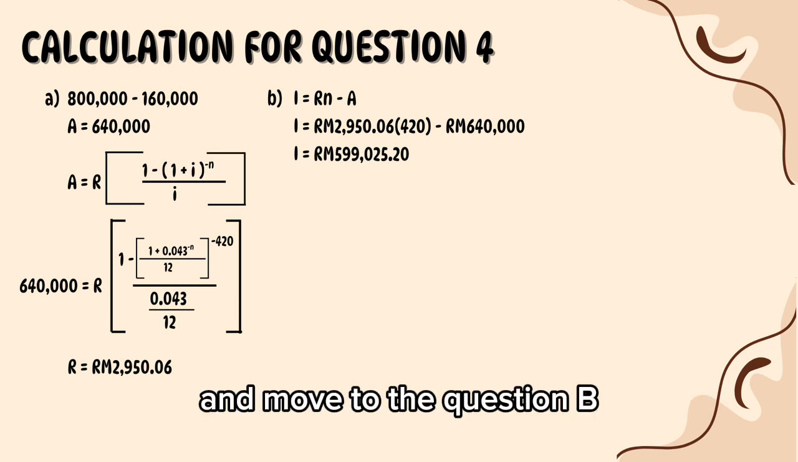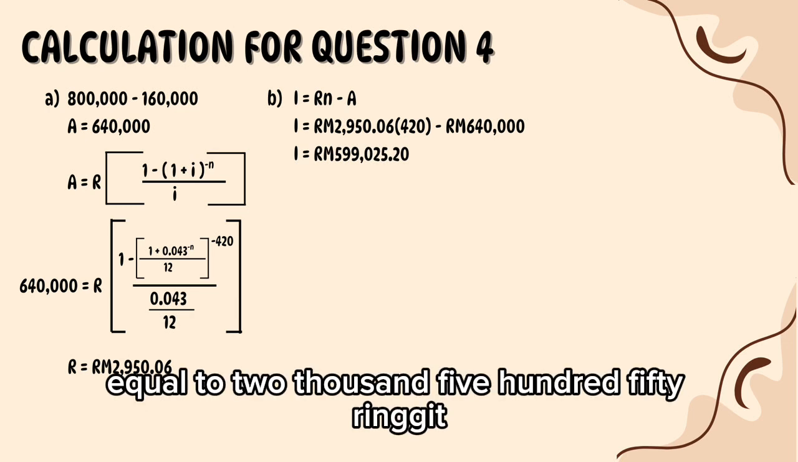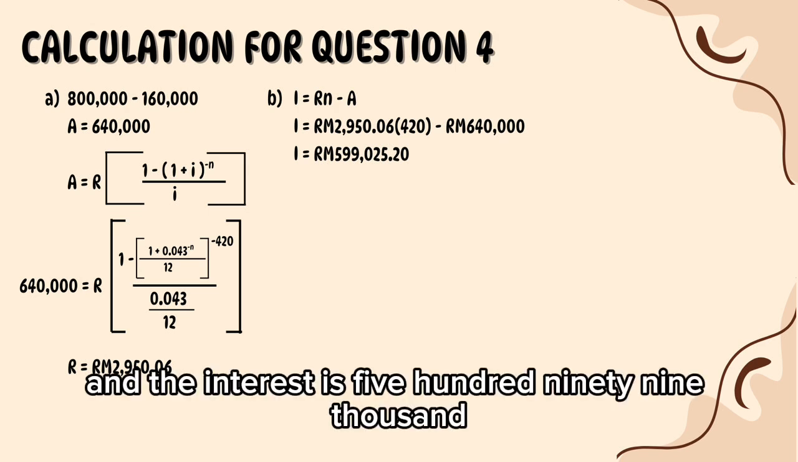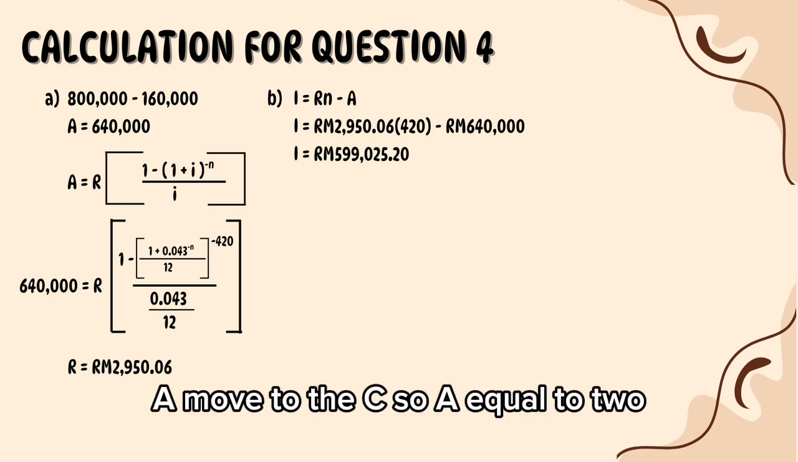And move to question B. I equals Rn minus A. So the interest equals 2,950.06 times 420 minus 640,000, and the interest is 599,025.20 ringgit. And move to C.